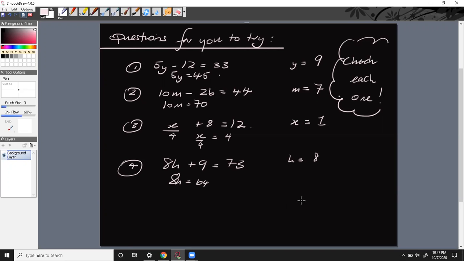Okay, so that's the first video on solving linear equations using one-step equations, two-step equations, inverse operations, different letters. So you can see it's not always x, it can be any letter. And I hope that you've got on well with this. Thank you very much.